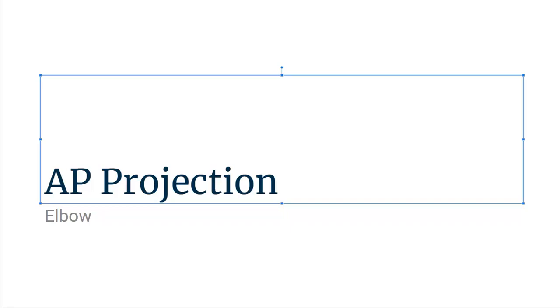Welcome to the presentation on image analysis of the elbow. We're going to talk about the common projections of the AP, internal and external oblique, and the lateral projection. We're going to review the analysis guidelines and common positioning errors.